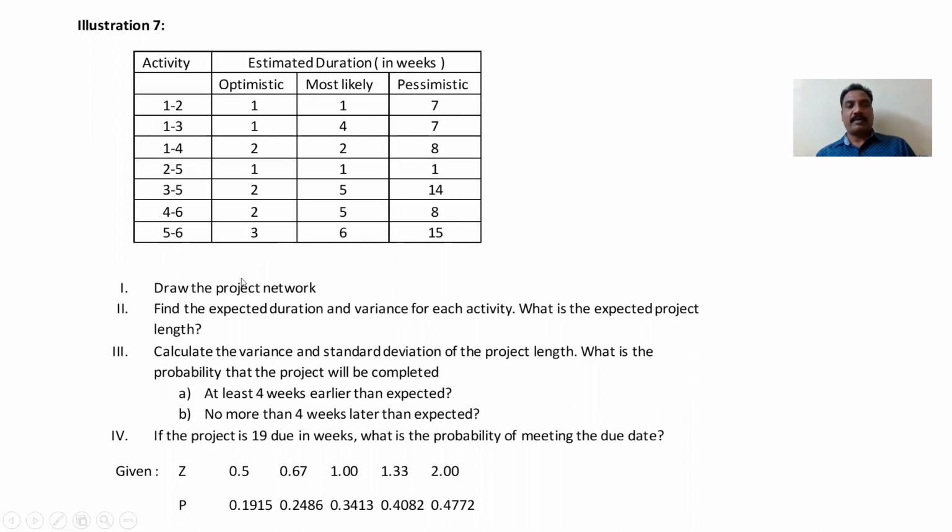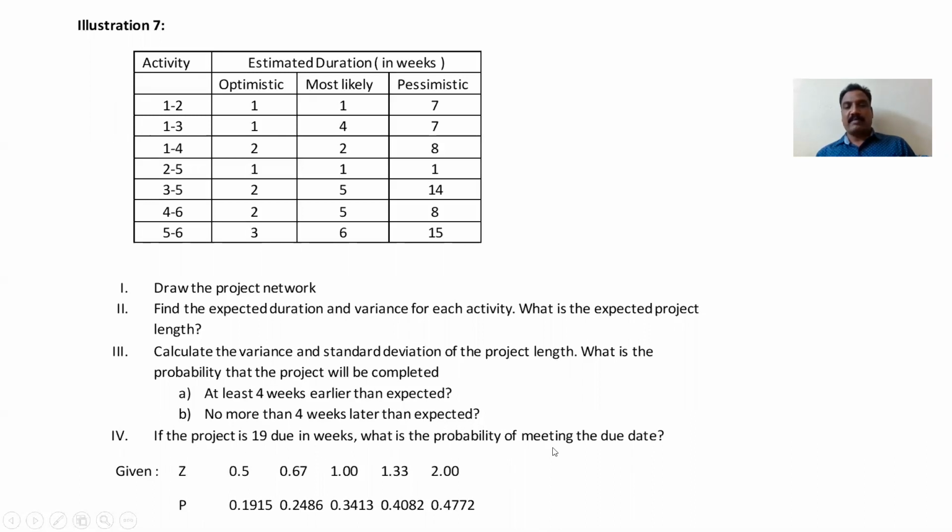He is asking, draw the project network, find the expected duration and variance of each activity, what is the expected project's length, calculate the variance and standard deviation of project length, what is the probability that the project will be completed. Why we are using probability? These are estimated times, isn't it? Not definite times. At least 4 weeks earlier than expected, no more than 4 weeks later than expected.